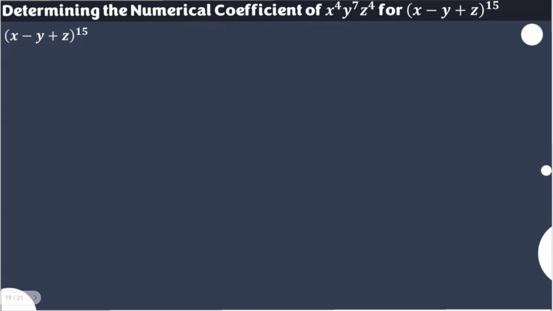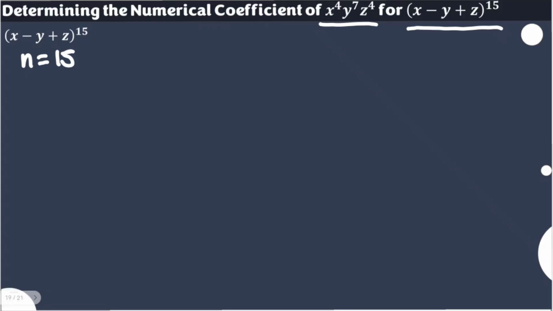This is another video in determining the numerical coefficient of a specific term, in this case a term with literal coefficient x to the power 4, y to the power 7, and z to the power 4 for the expansion of this trinomial expression. Even if it's a trinomial expression, we're going to use here the multinomial theorem to determine the numerical coefficient. Take note here that our n is equal to 15, that's the degree of our expansion.